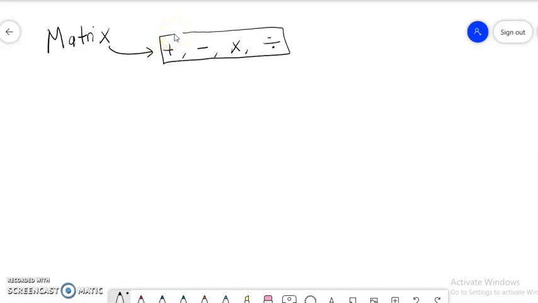Okay, in this video, we are going to learn about matrix calculation. In matrix calculation, we have plus, minus, multiply, and also divide. Before we go through all these operations of matrix, first we have to remember the format of the matrix.